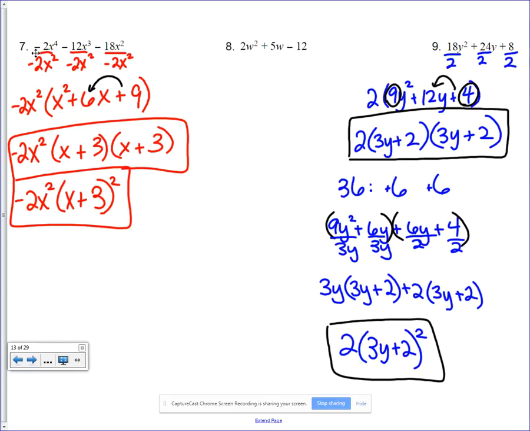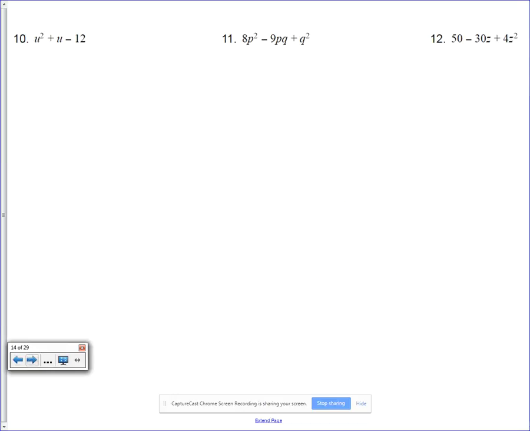Let's look at number 10. I really like number 10. There's a 1 out front, isn't there? And is there a GCF at all? How many terms are up there? So I can just go straight to doing this. Do you need to make this into a 4-term problem? No. What am I going to start these parentheses with? And you need factors of 12 that subtract to 1.